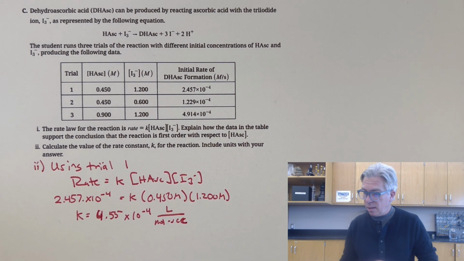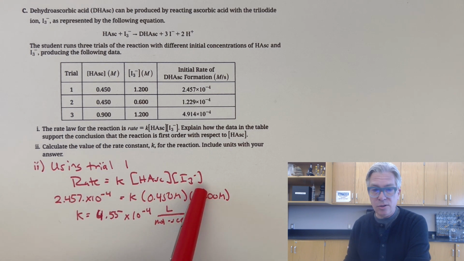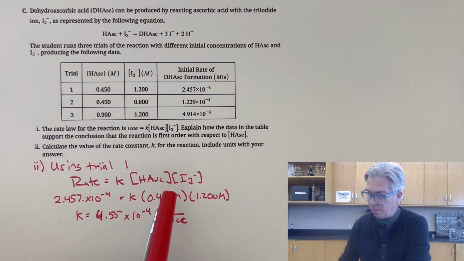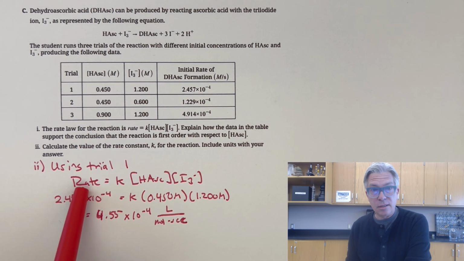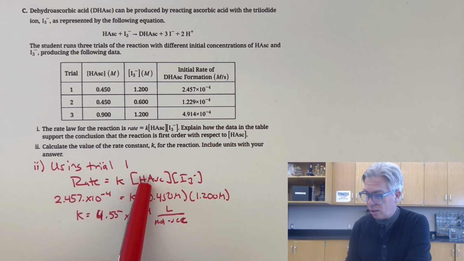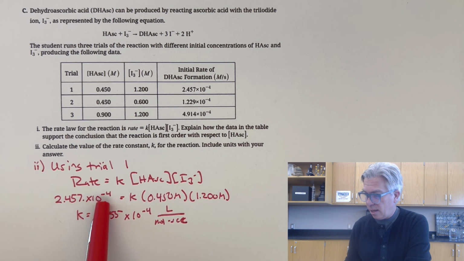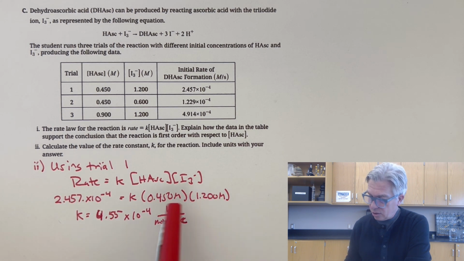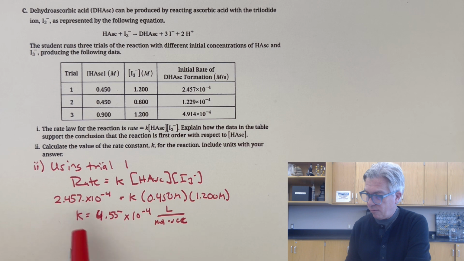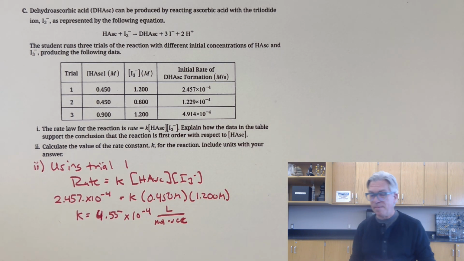And for trial 1, I wrote the rate law. And then to figure out the rate constant, you simply put in the rate that is shown and the 2 concentrations of the 2 reactants. So I got the rate here and 2 concentrations, and I just divided them both to the other side, and I got 4.55 times 10 to the minus fourth. And then the unit here is liters per mole second.